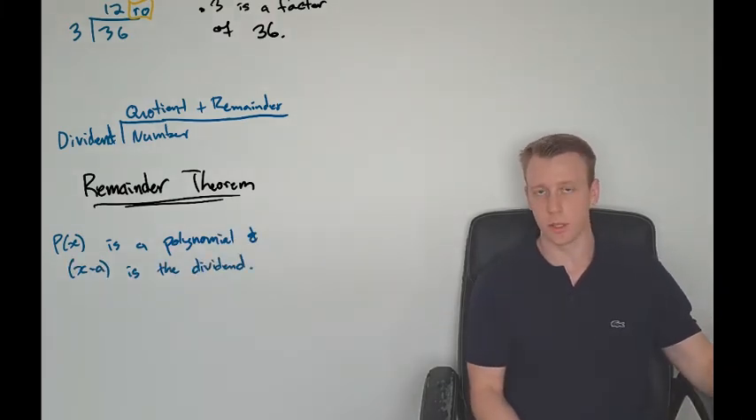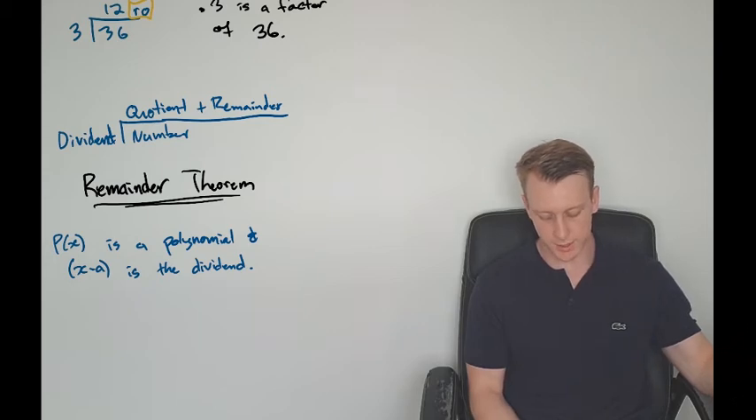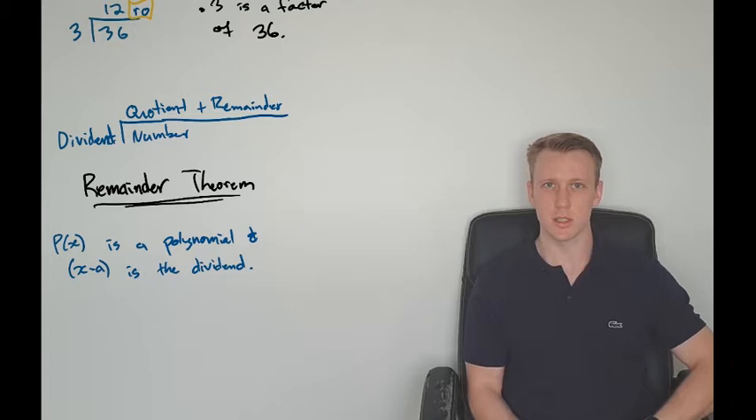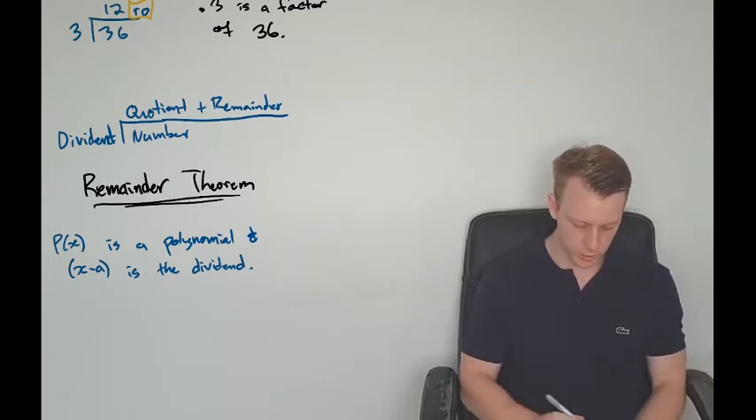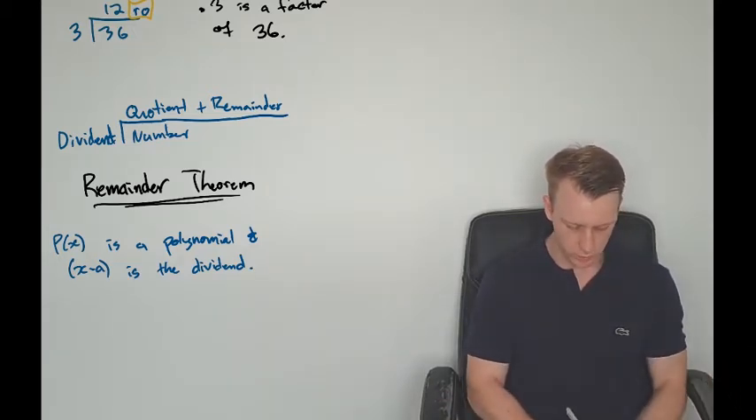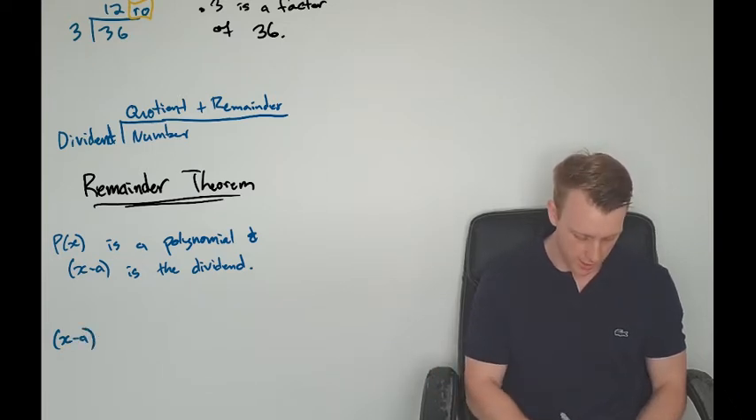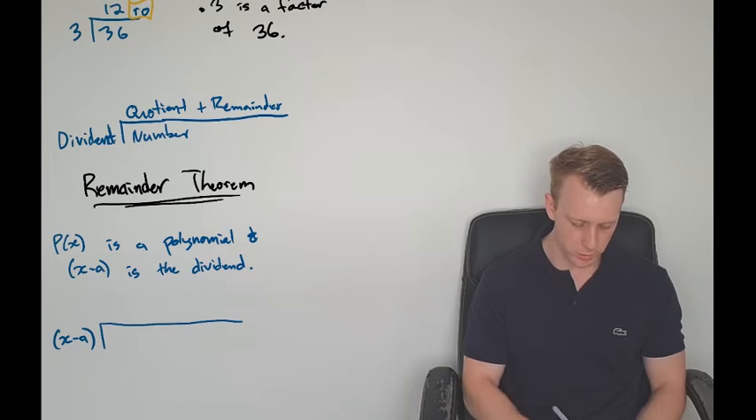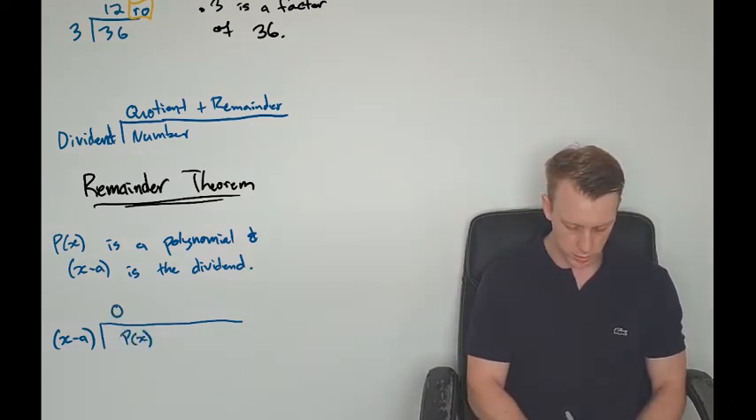So if we say we've got a polynomial p of x, and x minus a number, a, is the divisor, we can just use this terminology here. We've got the divisor, which is x minus a. Instead of a number, we put it into the polynomial p of x. We'll get a quotient plus a remainder.